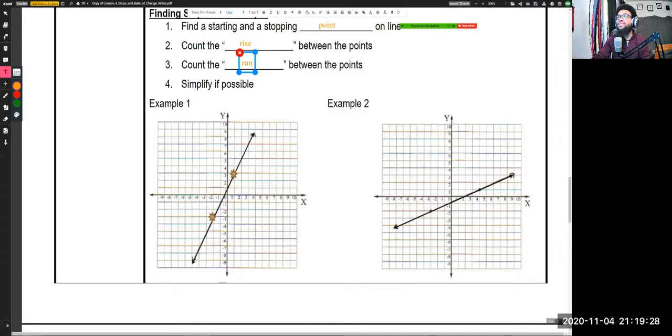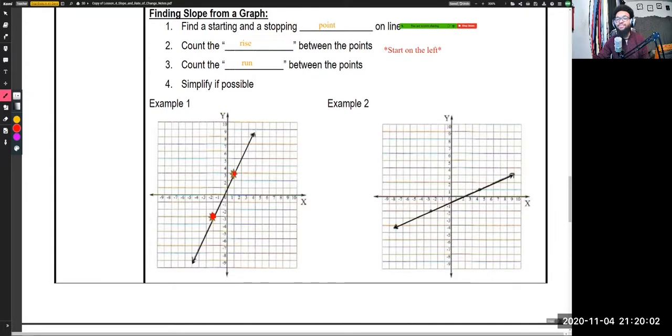And when you start counting your rise and your run, you're always going to, I'm going to put this one in red because this is an important one: start on the left. So example 1, let's look at example 1. It gives us our starting points. We have one here. In case you can't see it, let me draw it in. I'll draw this one in red. We have a starting point here and we have our stopping point here.